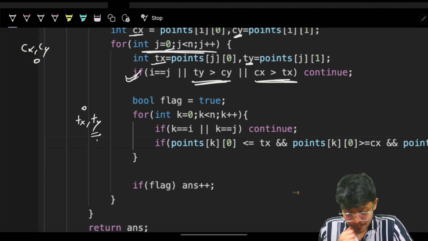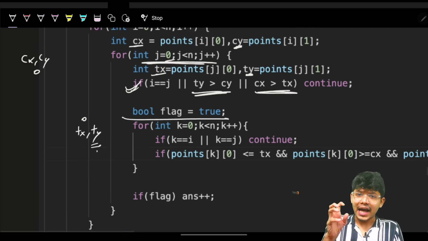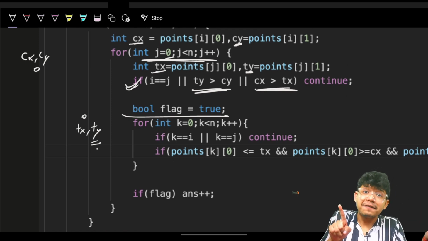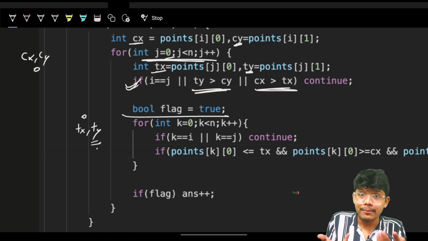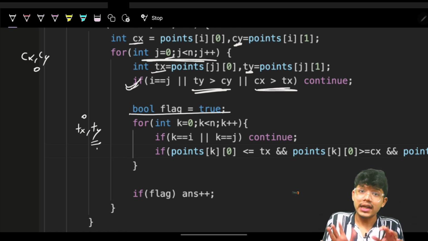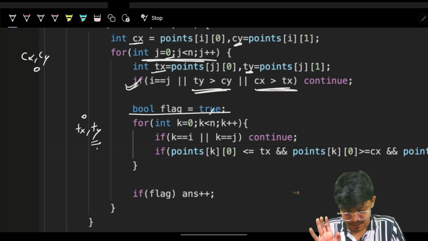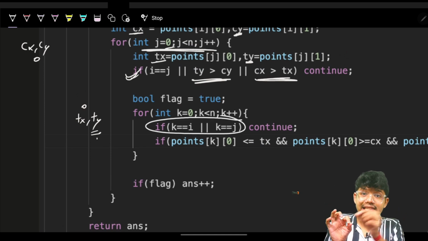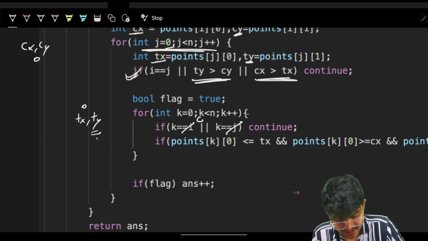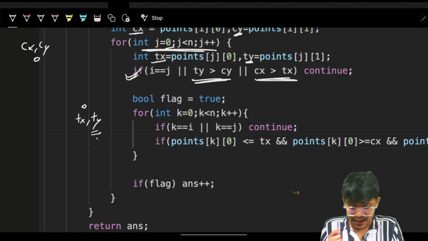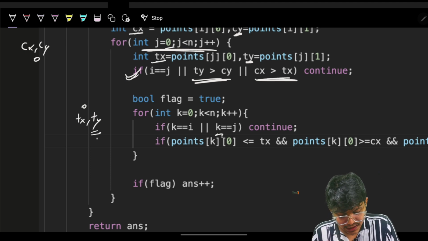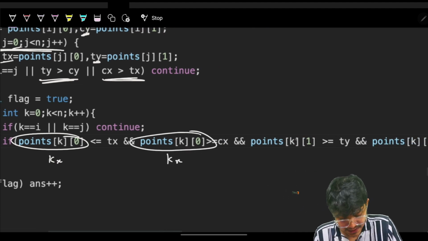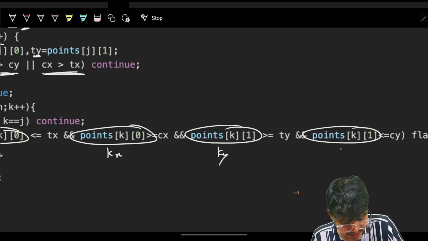Now coming back, we will have a flag as true by default, which means I'll try for all the other points rather than C and T and check if they are lying on the perimeter or inside my box of C and T. So by default, I assume that it is possible. If not, then I'll mark this flag as false. Now, when I say I will try for all the other points, make sure that you discard the C and T points. So I discard my point C, I discard my point T. Now, I'll try for all the other points, which is K. This represents my Kx, and this represents my Ky.